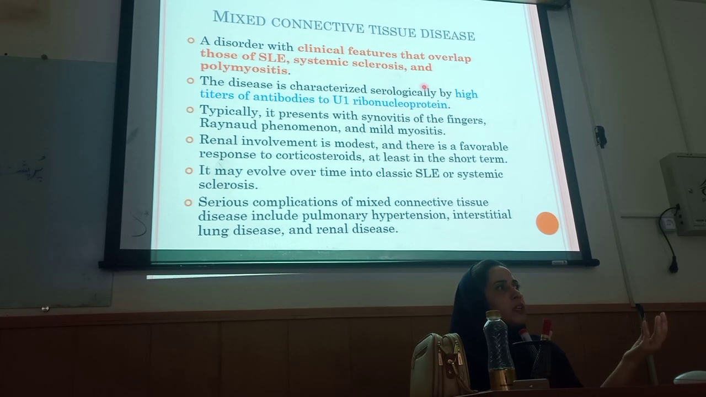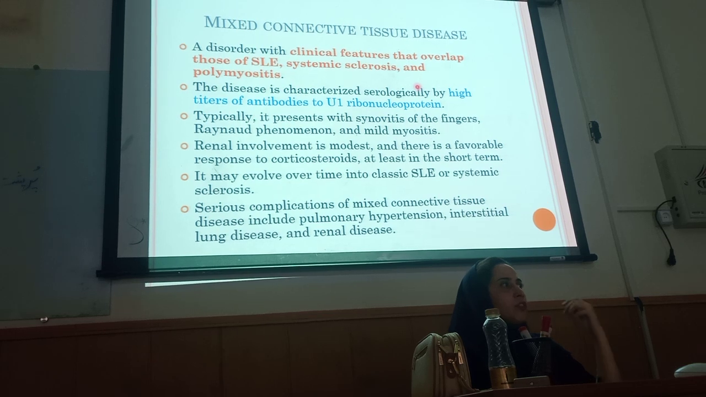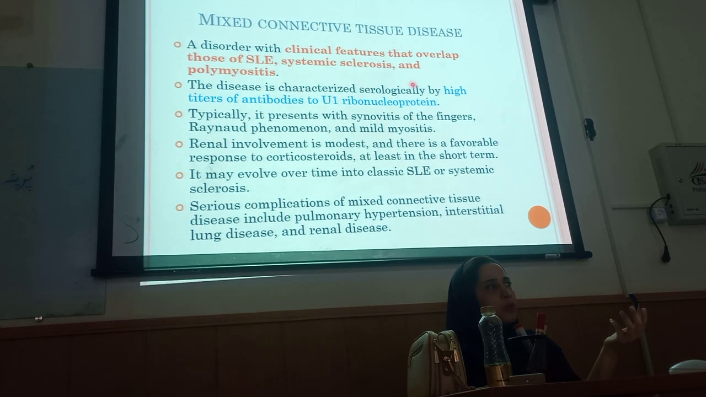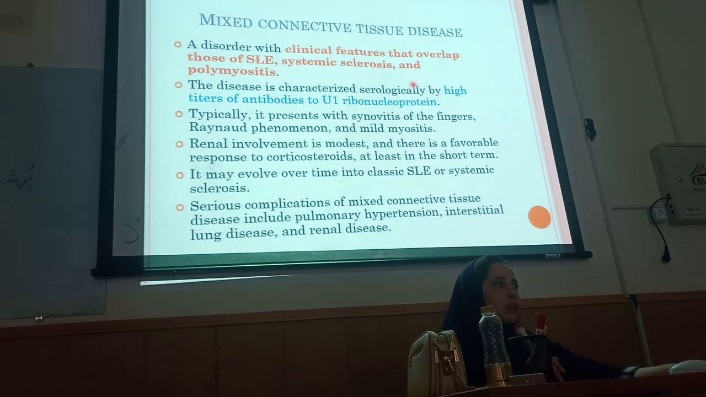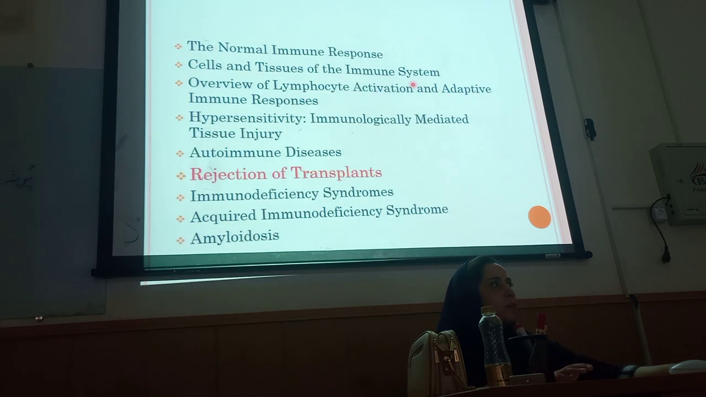Okay? And they have different kinds of symptoms. They have synovitis of the fingers, they have Raynaud phenomenon, and they have myositis. You know, different signs from each disease. And they may have renal involvement, and over time, they may evolve to SLE or systemic sclerosis. So sometimes we say that the patient has mixed connective tissue disease, but after a few years, he or she has typical symptoms of, for example, SLE or systemic sclerosis. So sometimes in the beginning, we think it's mixed connective tissue disease, but later it becomes apparent that it is, for example, SLE.